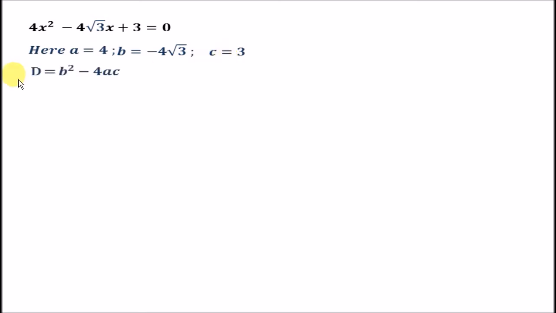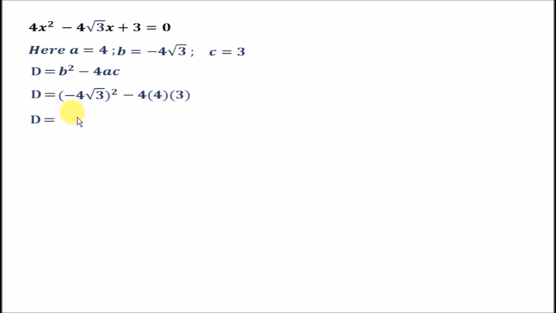D equals b square minus 4ac. D is equal to, in place of b square, minus 4 root 3 square minus 4 into 3, putting the values of a and c. Here, minus 4 under root 3 whole square means the square is for both minus 4 as well as under root 3. So let's write them separately.